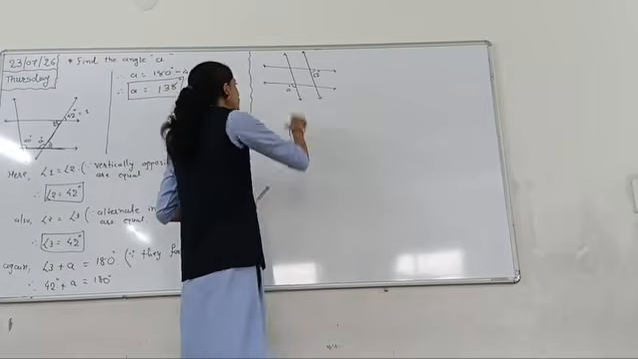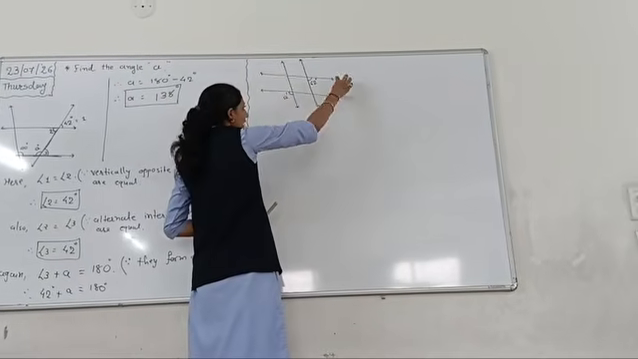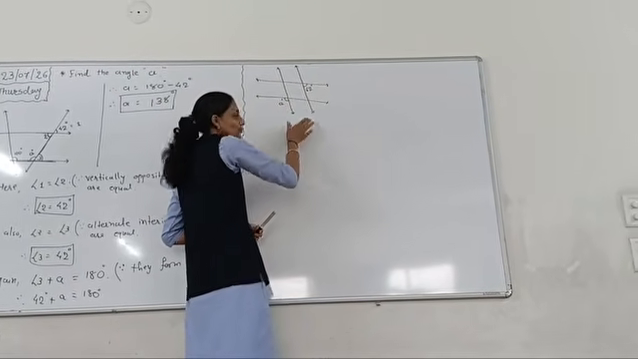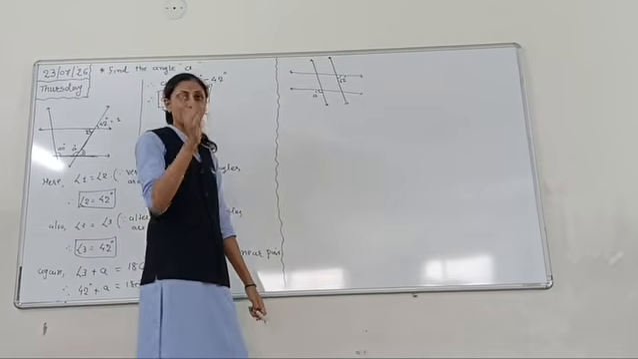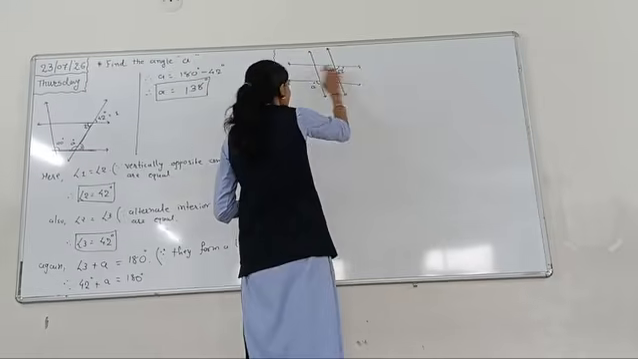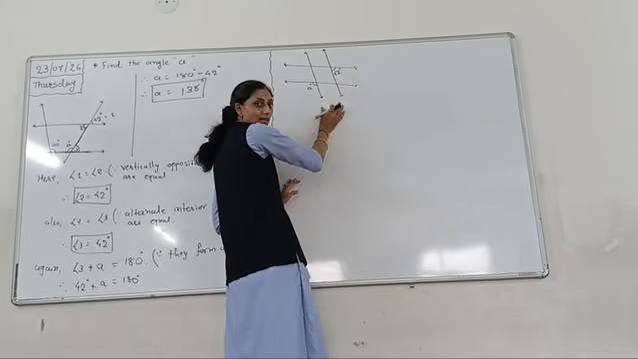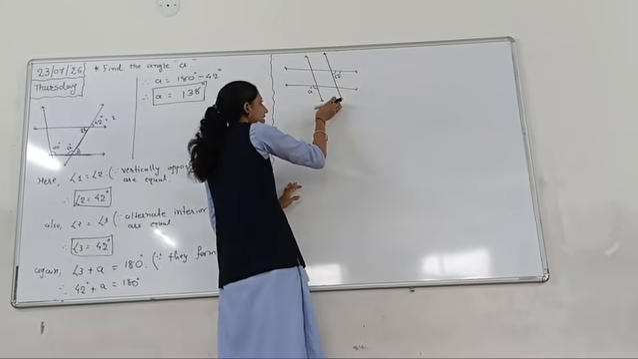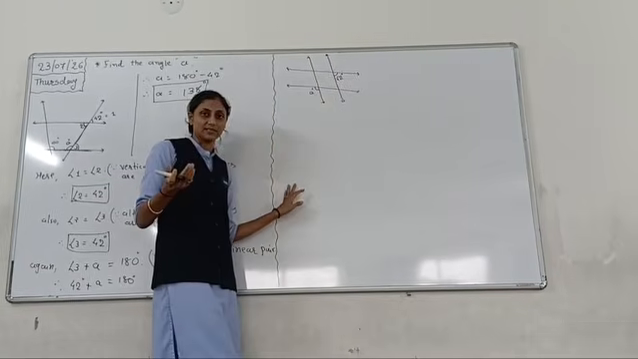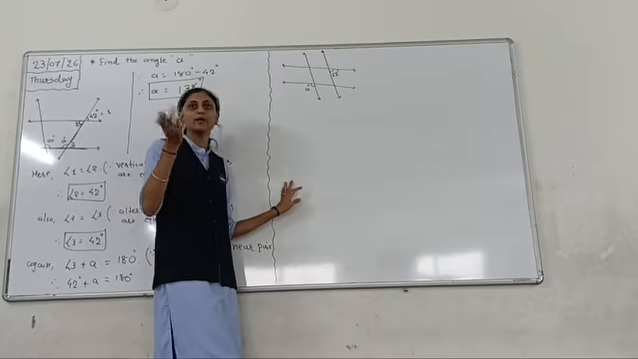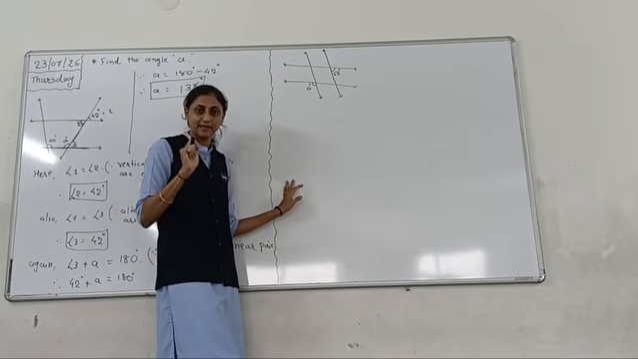We have two parallel lines, and again we have two parallel lines. Now what can we do? Both are parallel lines. If we take these two parallel lines, then these are its transversal, and if we take these as parallel lines, then these two are its transversal. But what we have to do is take any two parallel lines and its transversal.